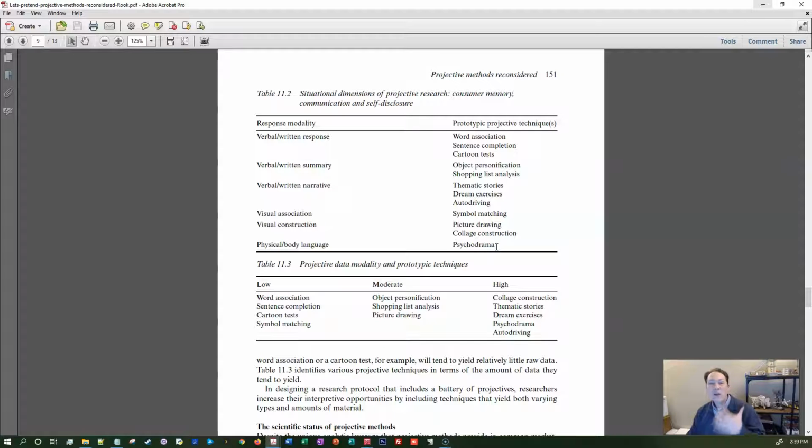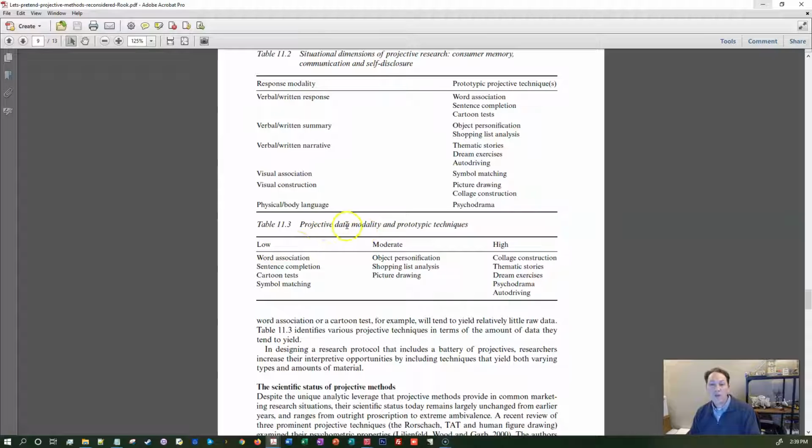So using different modes in order to apply these projective techniques, you find there are some natural fits, and this really helps to provide some guidelines in terms of what is most useful when you're designing a study. Also, in terms of the type of data that you're going to get, you're going to get pretty easy stuff from word association, sentence completion, cartoon test, and symbol matching. It's going to be pretty easy to deal with. But when you start getting into things like collage construction or thematic stories, dream exercises, psychodrama, or auto driving, you're going to have to spend a lot more time with the data, and everything else is kind of in between.